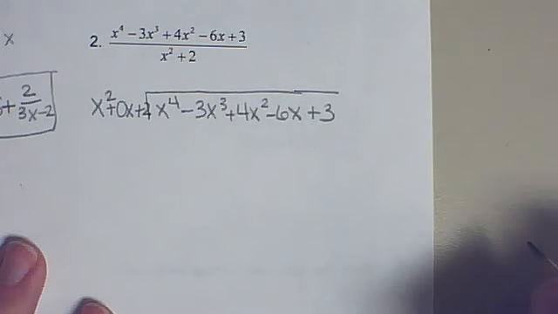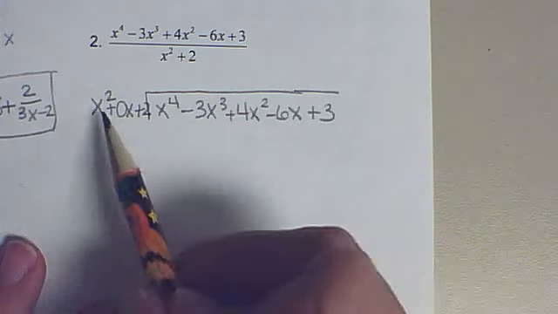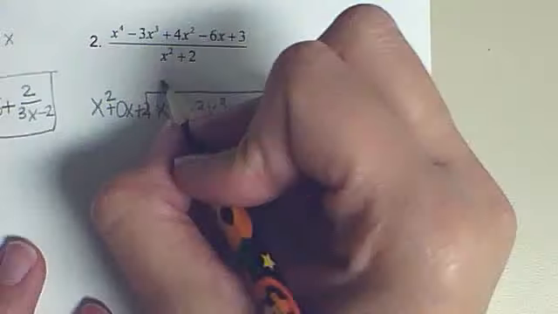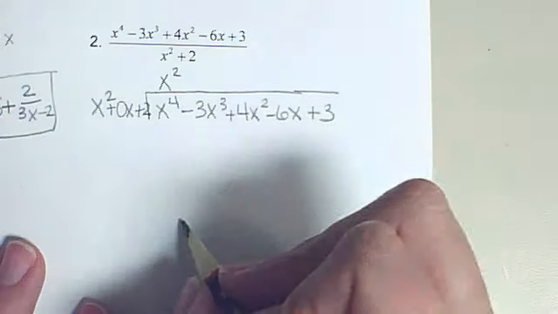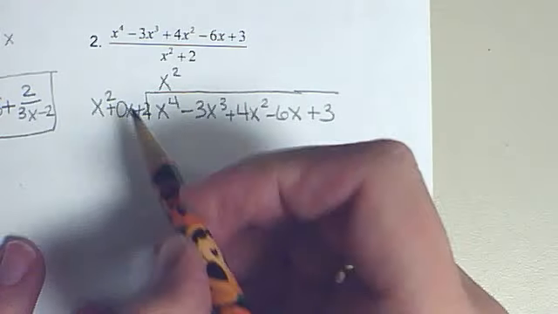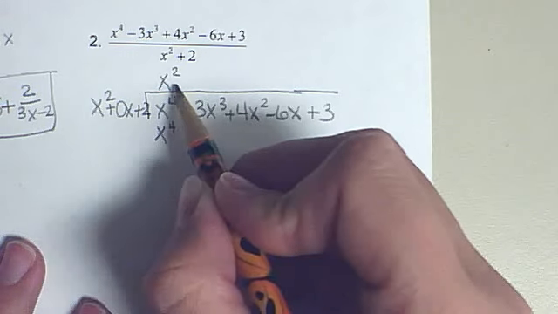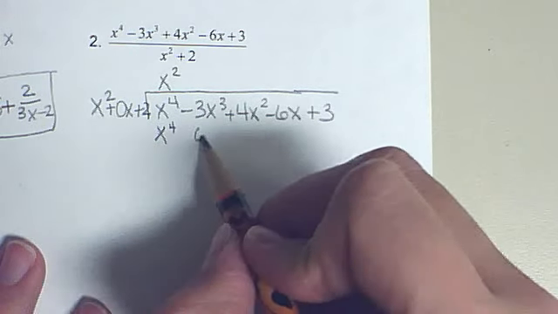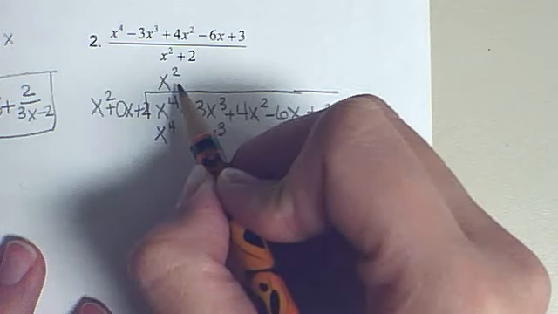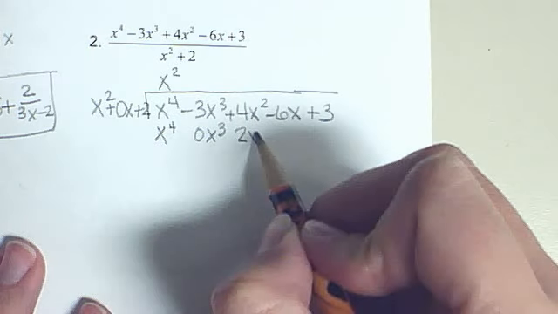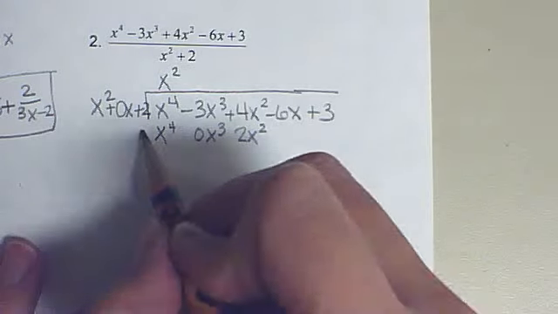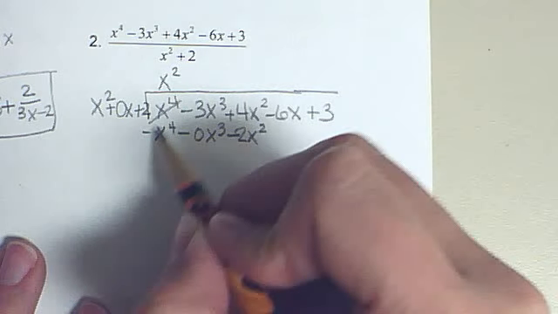on the outside. I'm asking myself, how many times does x squared go into x to the fourth? It goes in x squared times. Now I distribute. X squared times x squared is x to the fourth. X squared times 0x is 0x to the third. X squared times 2 is 2x squared. I need to flip my signs. My first terms cancel as they always should.